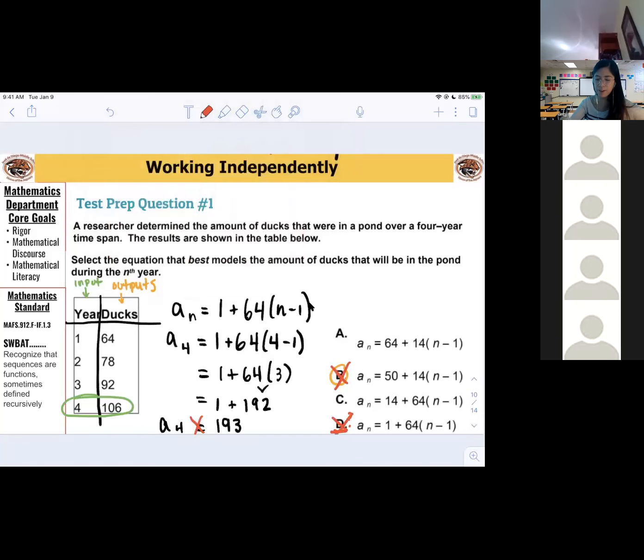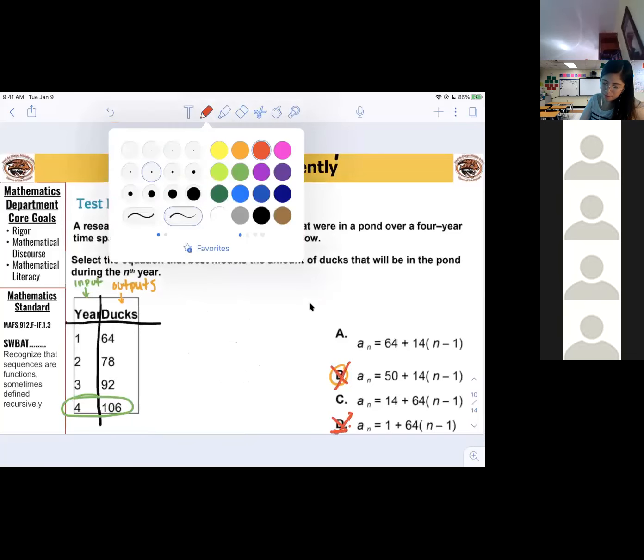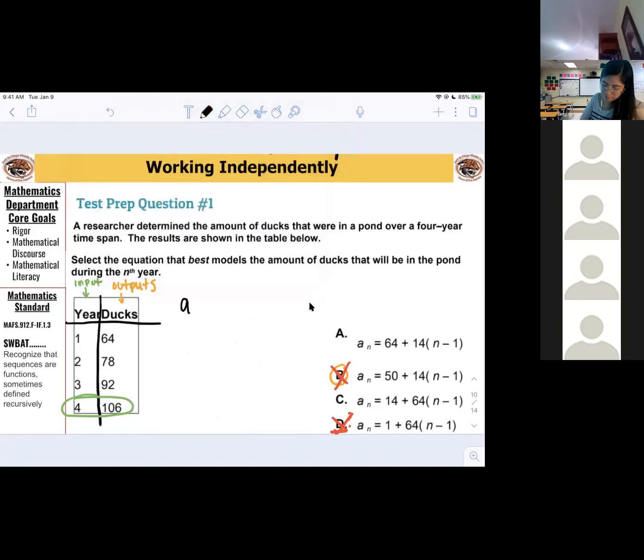All right, we're down to 2 final ones. What should I test? 8. Let's go for it. And should I keep the same numbers or plug in different numbers? 2. I'm gonna plug in 2. Sounds good to me. You can pick any pair. When I plug in 2, I should get 78.